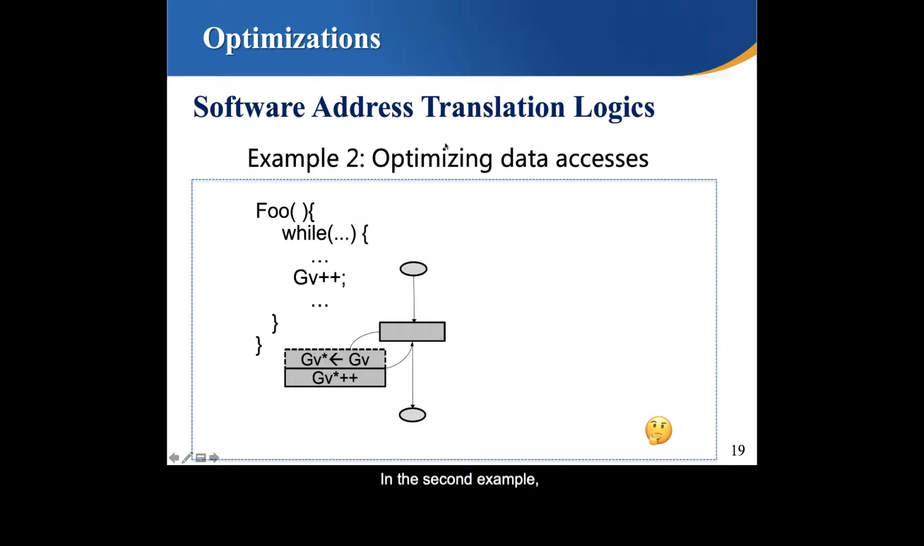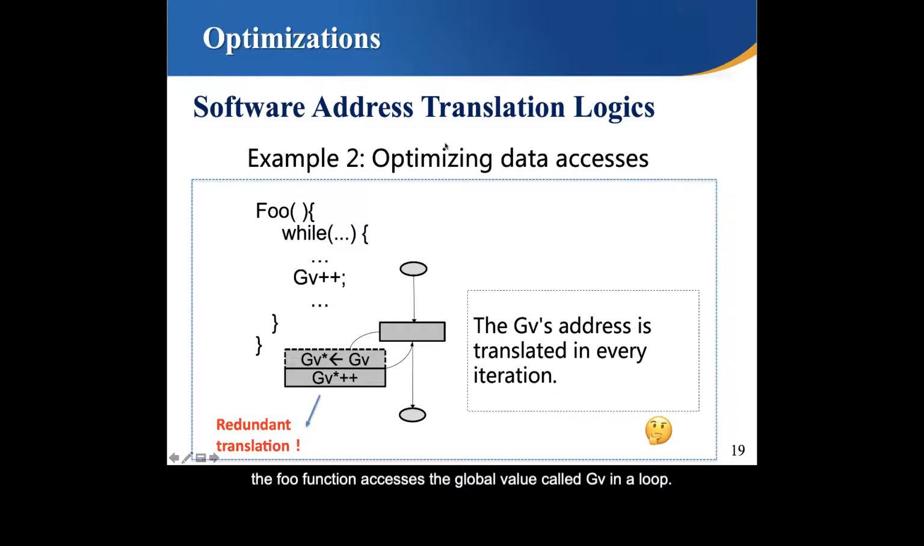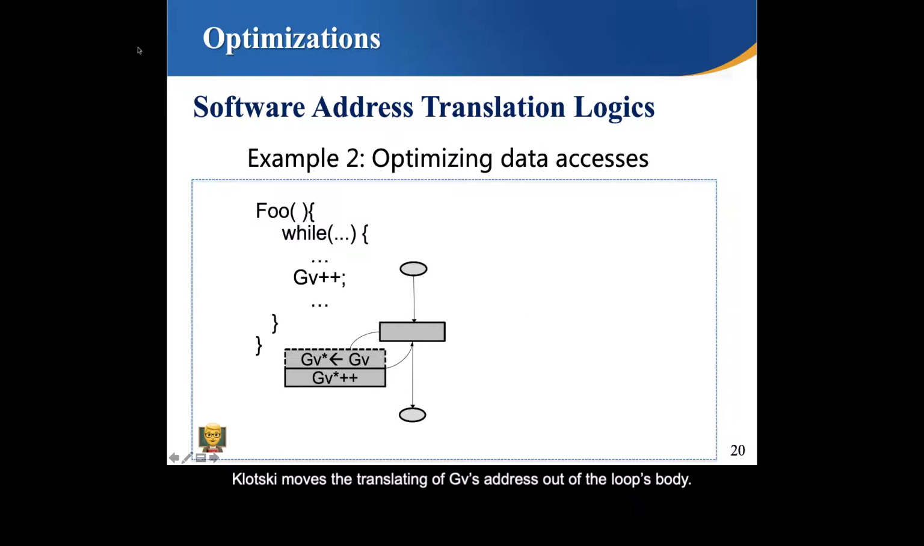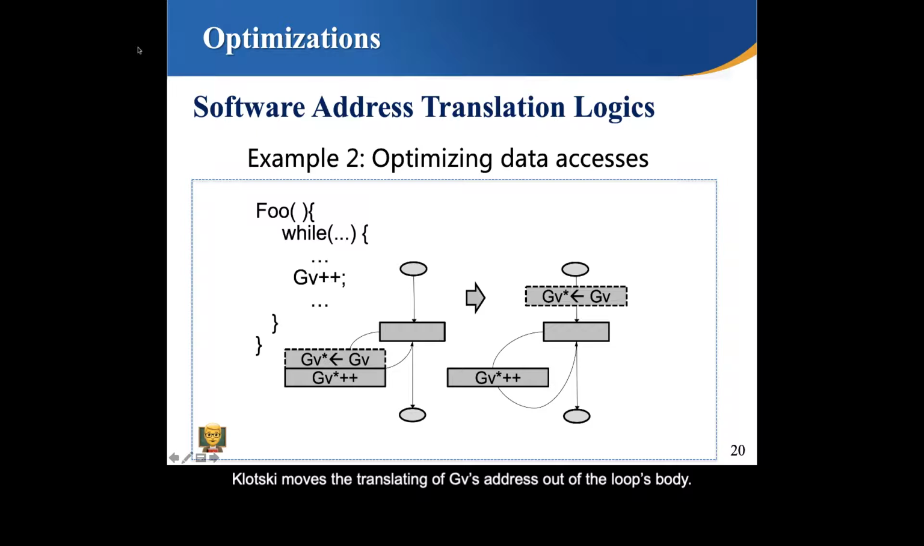In the second example, the for function accesses the global variable called GV in a loop. In this situation, there is no need to translate GV's address in every iteration. We can reuse the already translated address as long as the corresponding minimum page has not been evicted from the vcache. Closkye moves the translation of GV's address out of the loop's body, so it only needs to translate the address once. We also call it the software TLB.